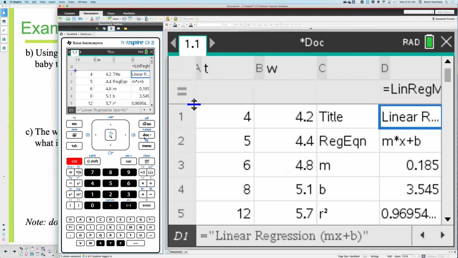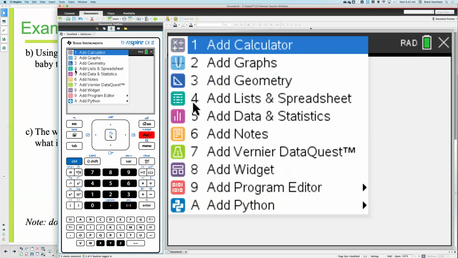Press Control and then hit dock. You can see up above the calculator it says plus page. It'll add a new page.